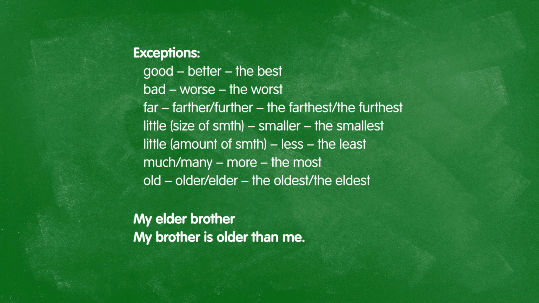The difference between elder and older is that elder refers to respect. It can be someone's rank, position, experience, or even age. For example, my elder brother. I have a brother who is older than me, but I also respect him. The word older only refers to age. My brother is older than me. This is a simple fact and nothing more.